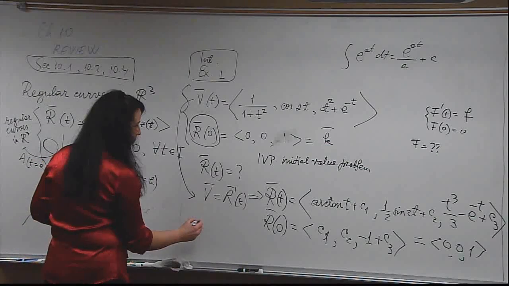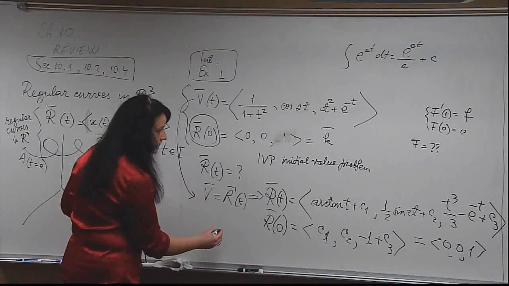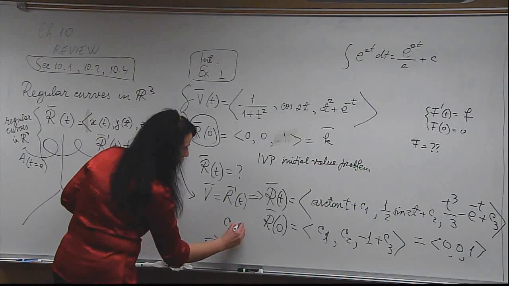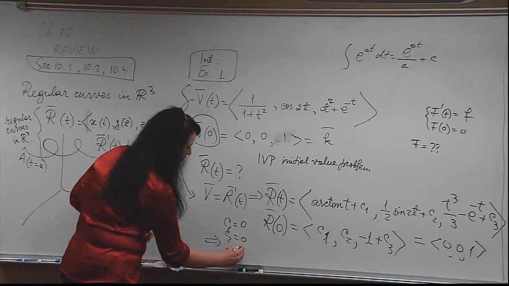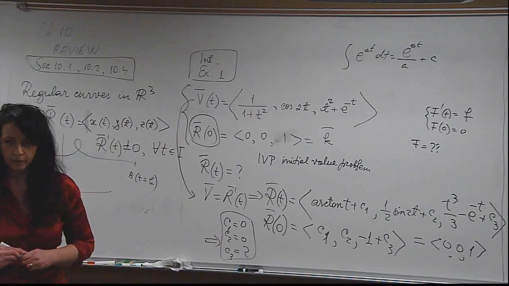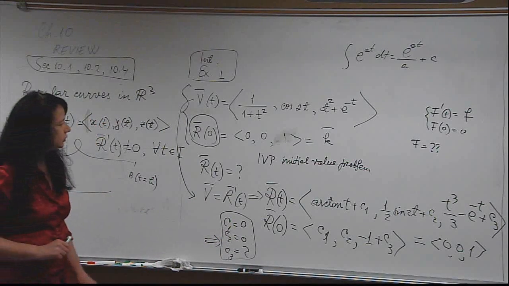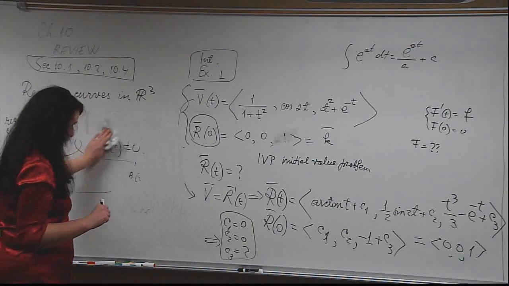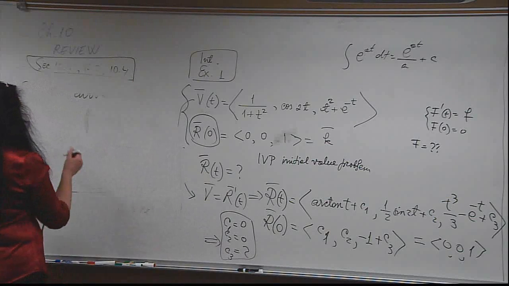So what do you get by solving this linear system? That's very simple. In general, you can get more complicated stuff. C1 is 0, C2 is 0, C3 is 2, and so it was a piece of cake. What is my final answer? If you leave it like that, generally you don't get full credit. What would you need to do to get full credit? R of t is equal to arctan of t plus 1/2 sine 2t plus t cubed over 3 minus e to the minus t.